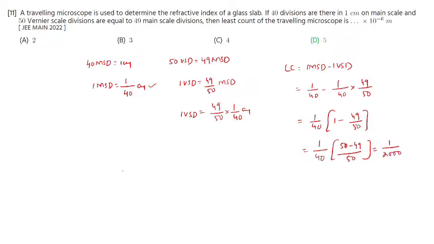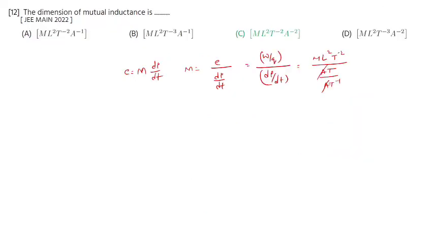Okay, further if you simplify this, 1 divided by 2000 means 0.5 into 10 power minus 3 centimeter you will get. But see the option, it is given in meters, that too 10 power minus 6. So 0.5 into 10 power minus 5 meter we will get. Further if you simplify, we will get 5 into 10 power minus 6 meter. So the option is D.